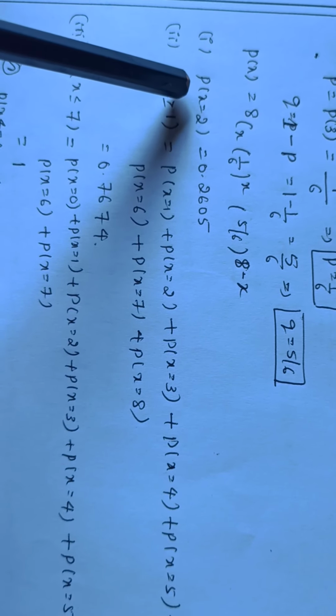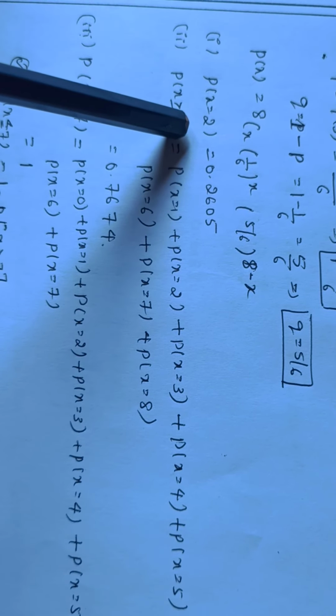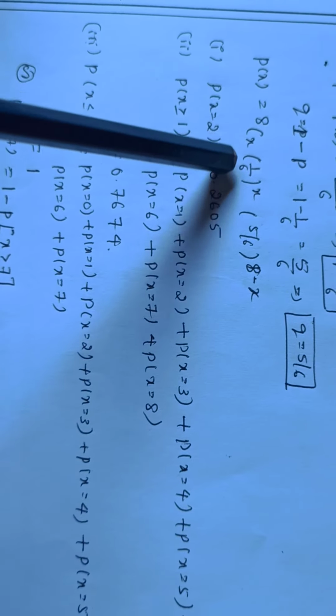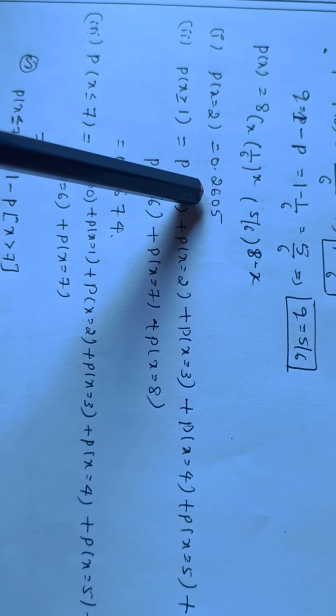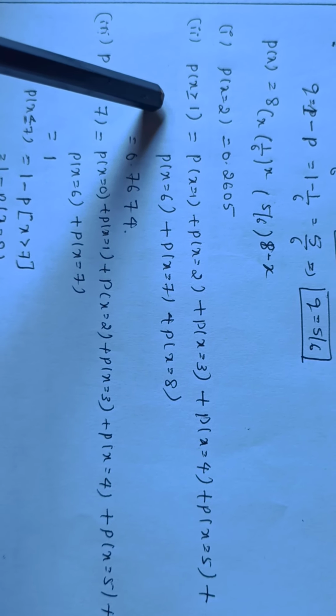Now we have the first case, that is we have to find the probability of x equal to 2. Substitute the value of x as 2 in this formula. You are going to get the answer as 0.2605.